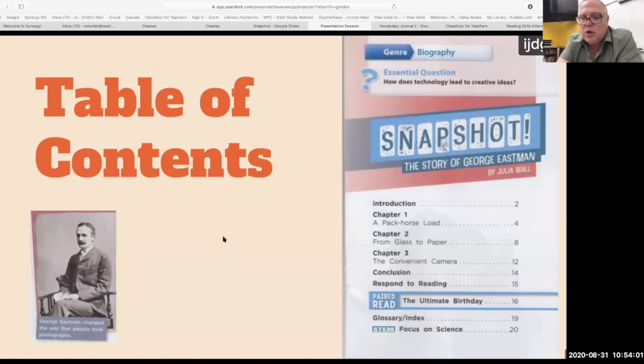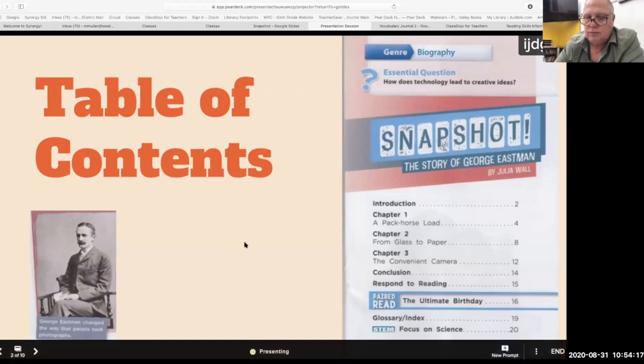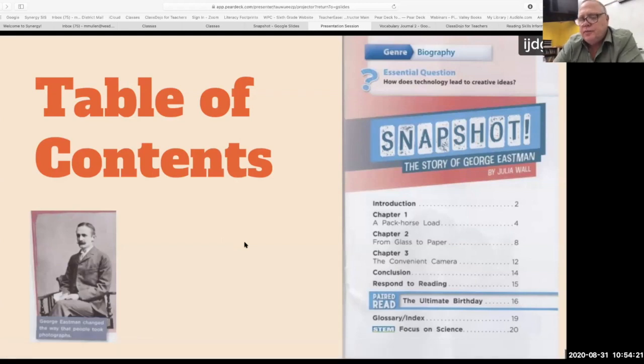We look at the table of contents. We have three short chapters, an introduction, and then a conclusion. Chapter 1 is called A Pack Horse Load. Chapter 2 is called From Glass to Paper. And chapter 3 is called The Convenient Camera. So if you were going to make a prediction of what this book is about, what might you say in one sentence?